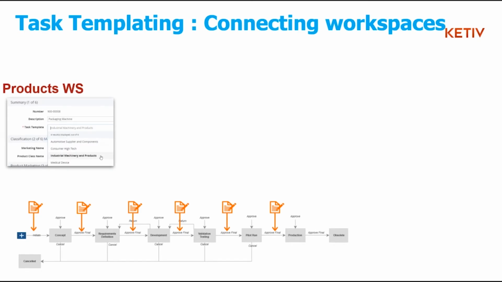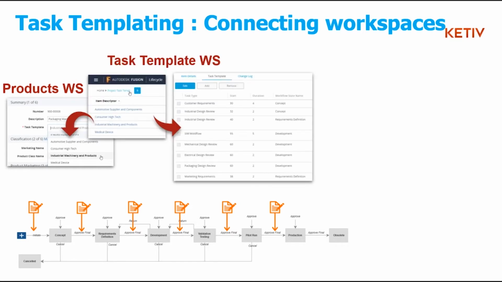So here we have the product workspace. Now the product workspace has that workflow that we see down below, and it is connected to a task template. Now this task template is another workspace that has some items in there, and it's connected via a linking pick list. And on this task template workspace, we have a grid. And in the grid, this is where we store the tasks that we're going to create based on the workflow state name.